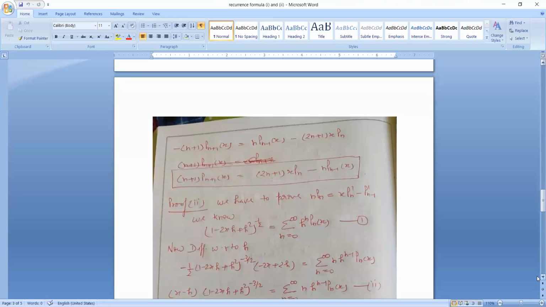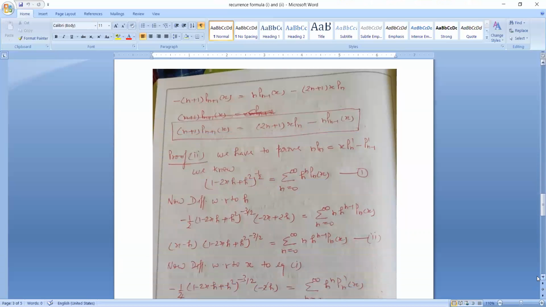This is minus of (n plus 1) P_{n+1}(x) is equal to x P_{n-1}(x) minus (2n plus 1) x P_n. That is (n plus 1) P_{n+1}(x) is equal to (2n plus 1) x P_n minus n P_{n-1}(x). This is the proof of recurrence formula first. Now the proof of second.